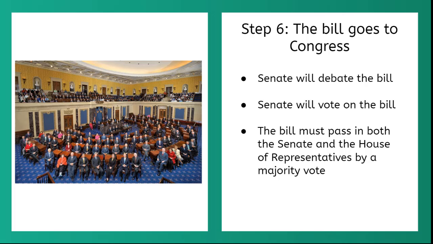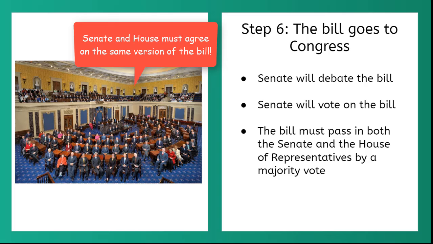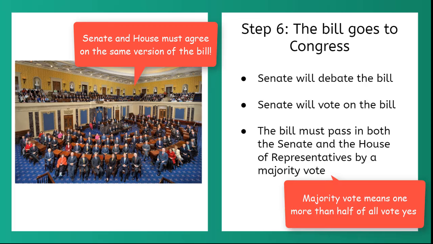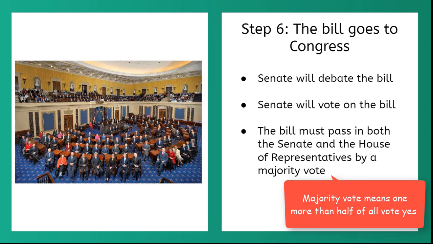Both the Senate and the House of Representatives have to agree on the same version of the bill and have a majority vote for the bill to be passed. A majority vote means that one more than half have all voted yes or all voted no. If they vote to accept, the bill is then sent to the president.